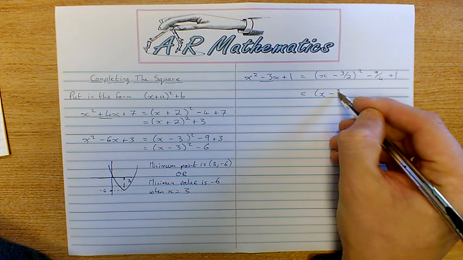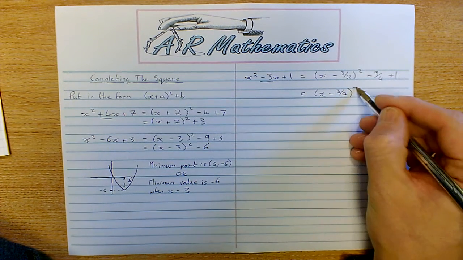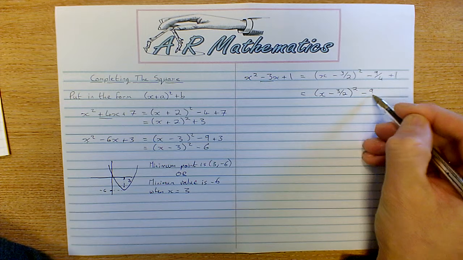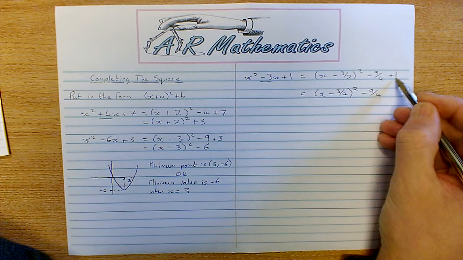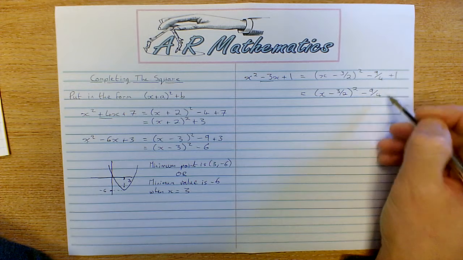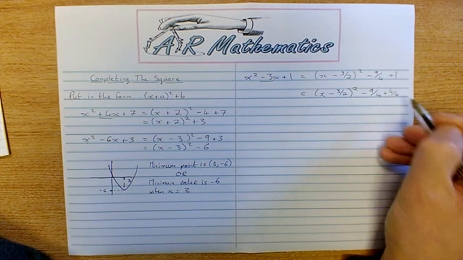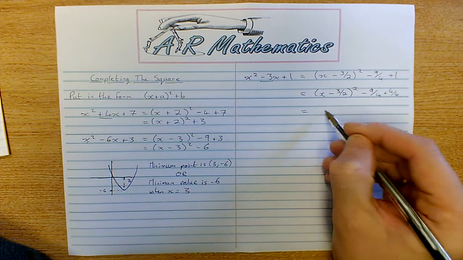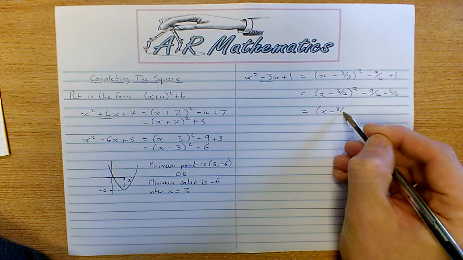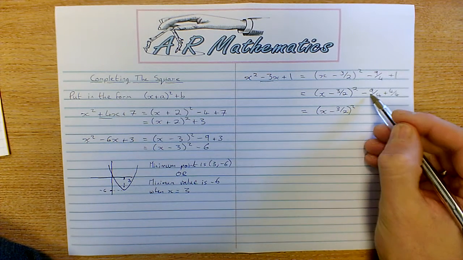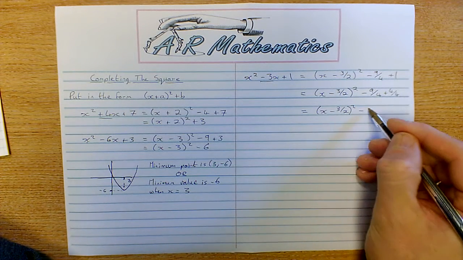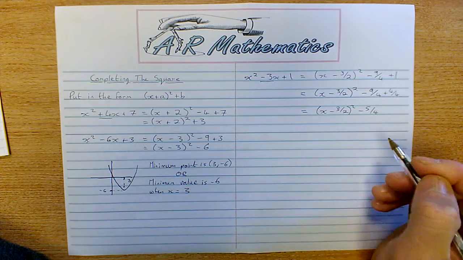So what I'm now going to do, because I'm dealing with fractions, and my fractions are quarters, I'm going to write this whole number in terms of quarters. So every whole number has 4 quarters, so this 1 is an extra 4 quarters, and then that leaves me with x minus 3 over 2 all squared. So minus 9 quarters plus 4 quarters is minus 5 quarters.